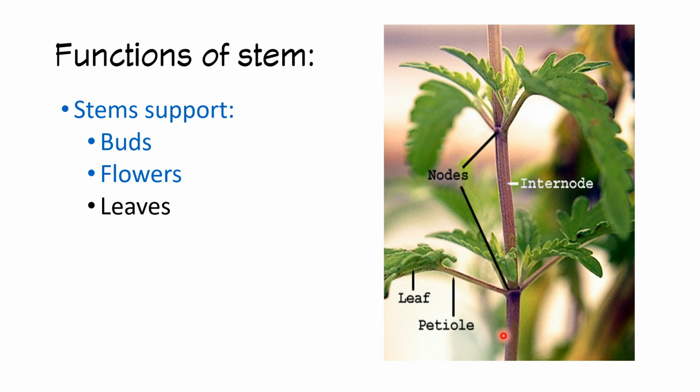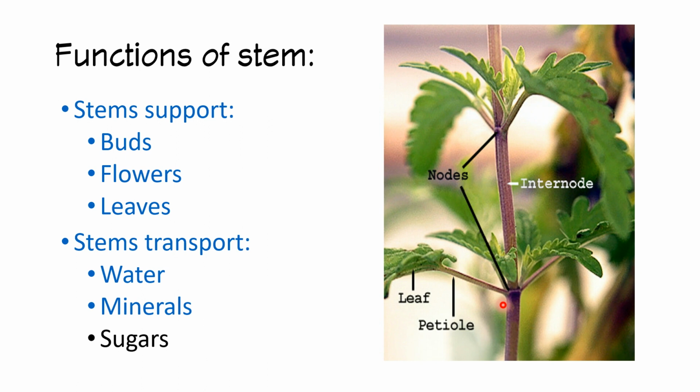The second function of the stem is transport. It transports water, transports minerals and sugars, transports water and minerals from the roots to the leaves, and transports the sugars which are made in the leaves by photosynthesis into other parts of the plant.